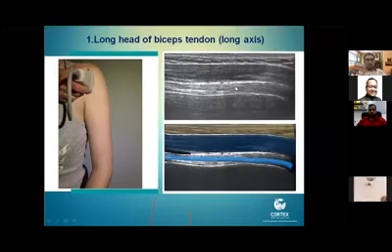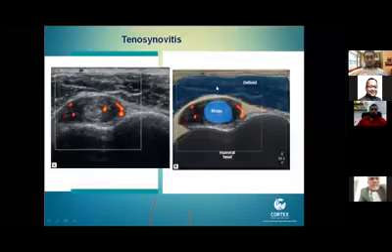See, this hyperechoic fibrillar structure is the biceps tendon. Assess for its integrity and look for any tendinopathies or any fluid around the tendon, as well as any tear or any other issues. So here you can see this is the tendon. The ultrasound view will be like this, a hyperechoic fibrillar structure.